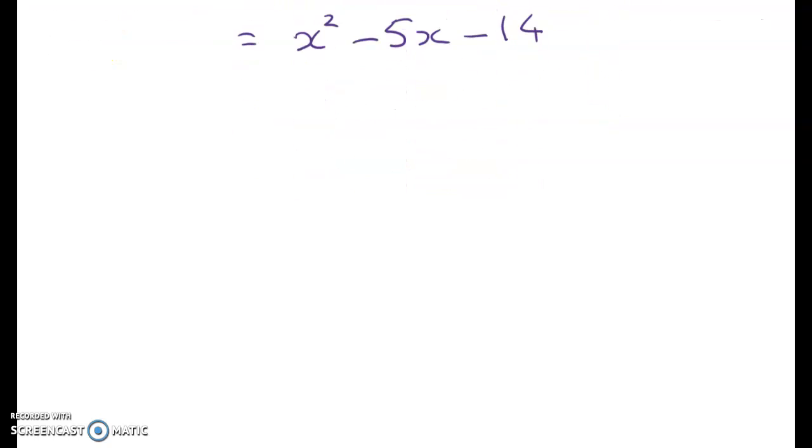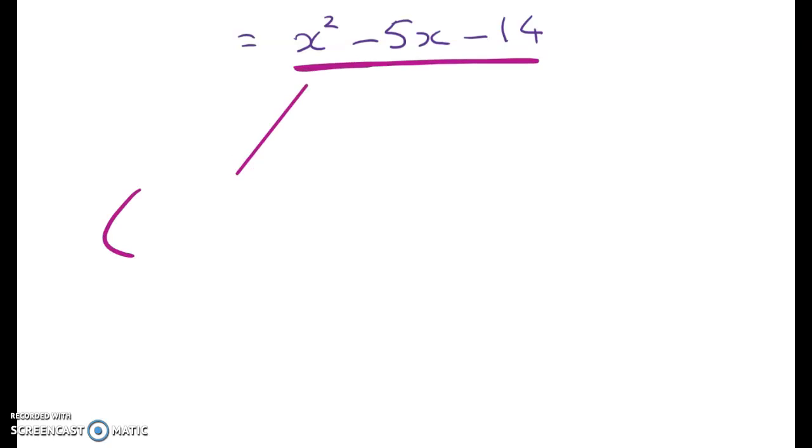Let's look at how we could go backwards. So suppose that you were given x squared minus 5x minus 14, and you had to think about how you could get it back into factorized form. So we're looking for something times something. The first bit is the easiest bit. We need something that's going to give me that x squared, so it's going to be x times x.